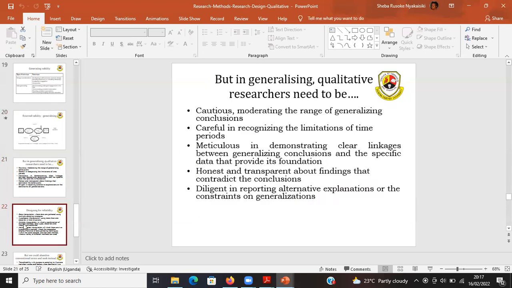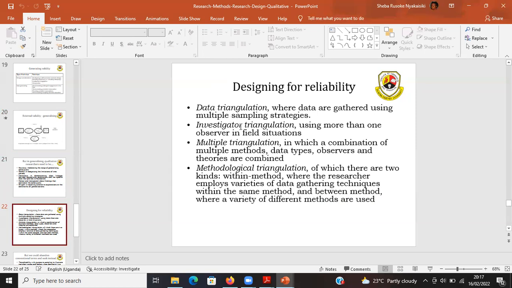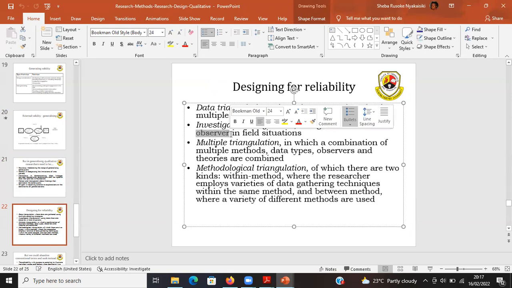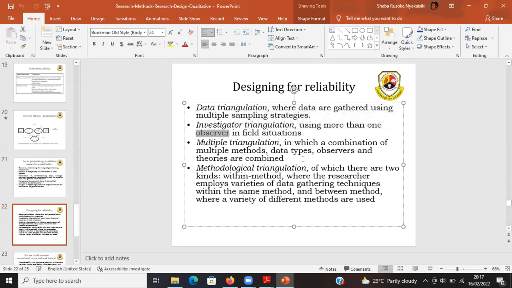Two is triangulation. When you gather data using multiple sampling strategies, when you have more than one person carrying out observation in the field, where you might have research assistants, and you see if you all observe the same thing. Then there's using multiple data types, and this is when you have observation, videos, and so on and so forth.